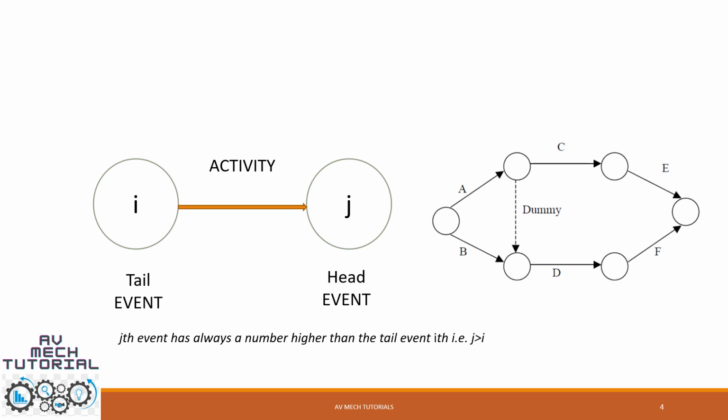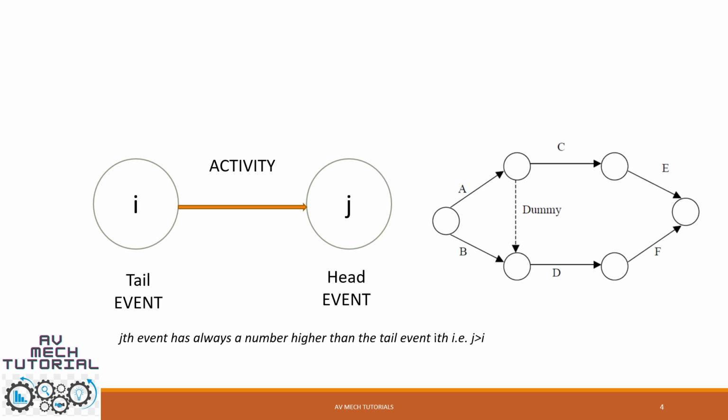The head event here is represented by J, and the tail event is represented by I, and J is always greater than I. Now let us understand what a path is. An unbroken chain of activity arrows connecting the initial event to some other event is a path. Now let us understand the network. The second diagram is actually a network diagram. It is a graphical representation of logically and sequentially connected arrows and nodes representing the activities and events of a project. These are also known as arrow diagrams.